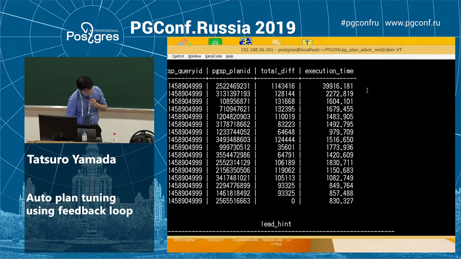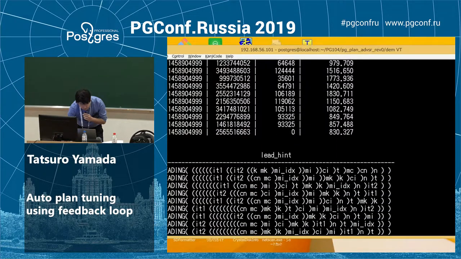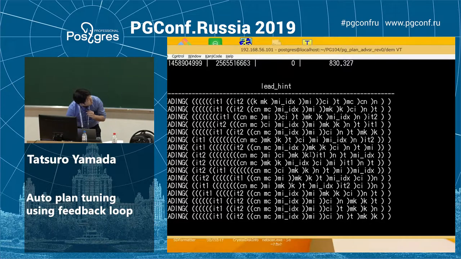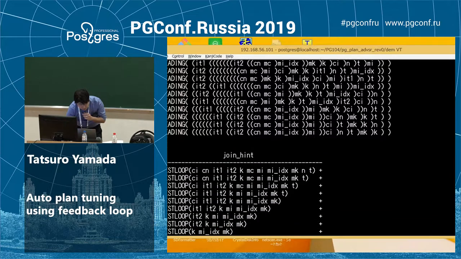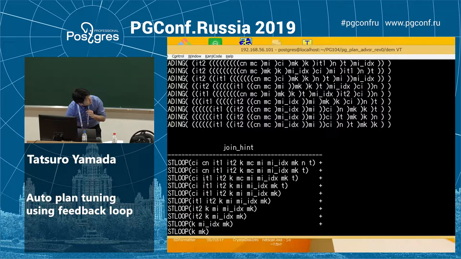So you can see execution time is reduced. The first iteration execution time is roughly 40 seconds. And in the last iteration, it is roughly 1 second. And also I can show you leading hints. Yeah, this shows join order. And also, this is the join hint. It shows the join method.